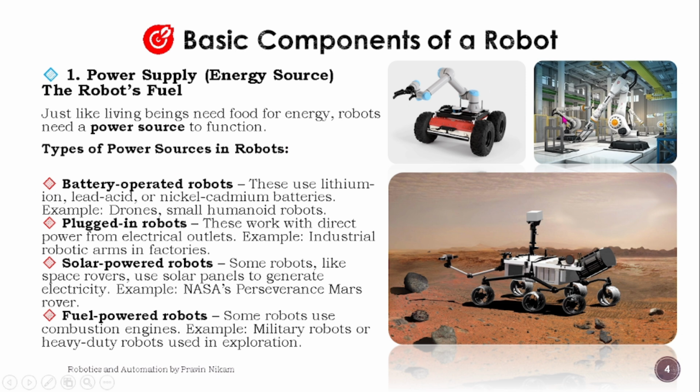The second image shows plugged in robots. Then solar powered robots. Some robots like space rovers use solar panels to generate electricity, for example, NASA's Perseverance Mars rover. This third image shows NASA's Perseverance Mars rover. Then fuel powered robots. Some robots use combustion engines, for example, military robots or heavy duty robots used in exploration.